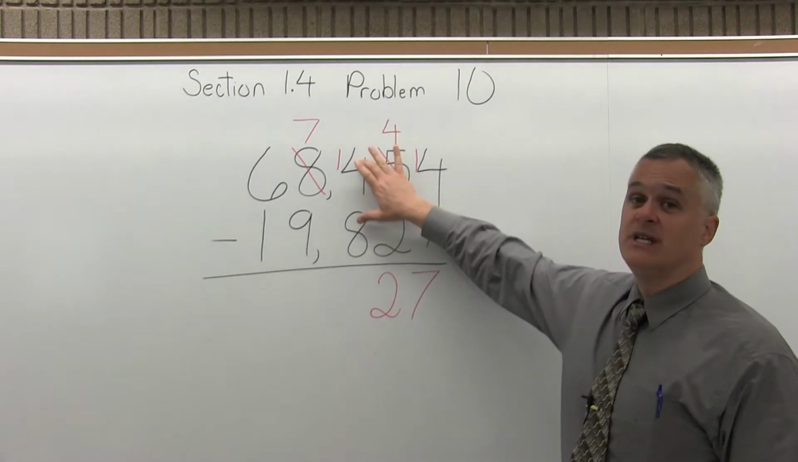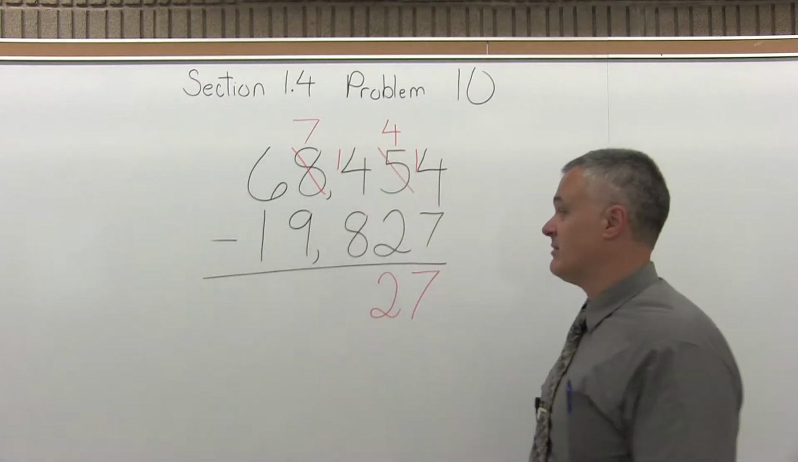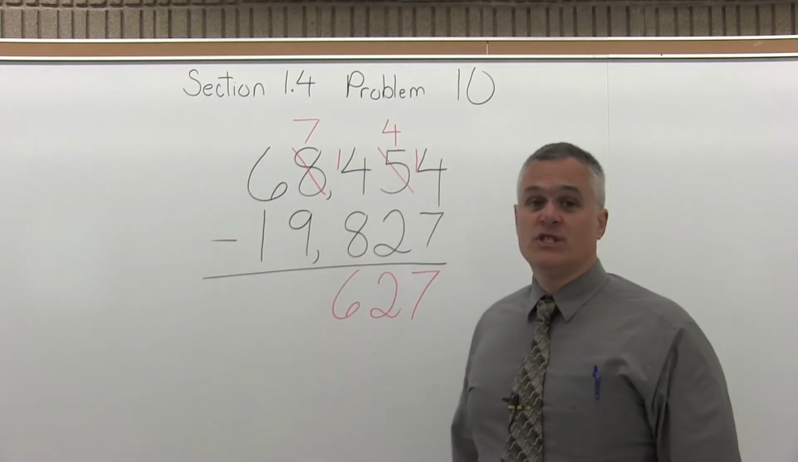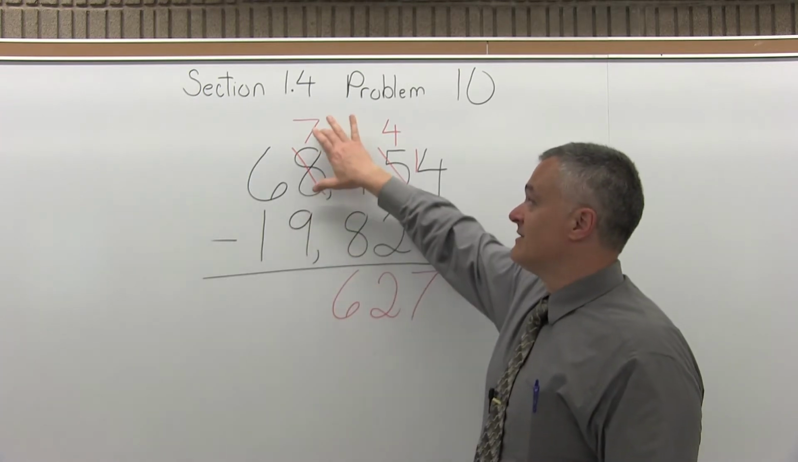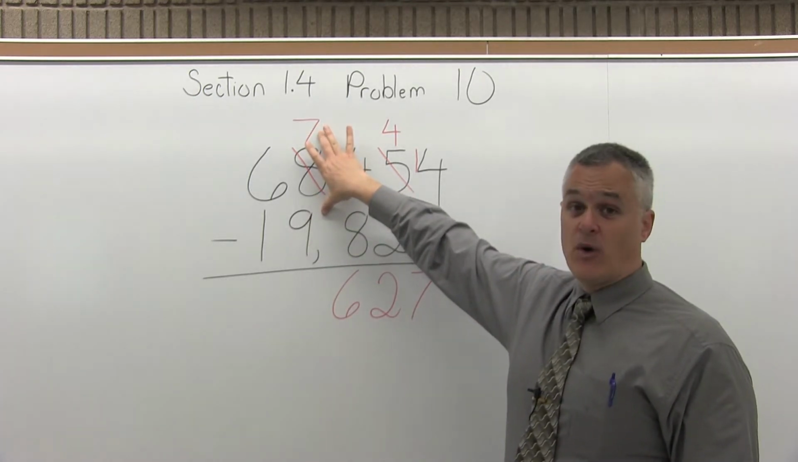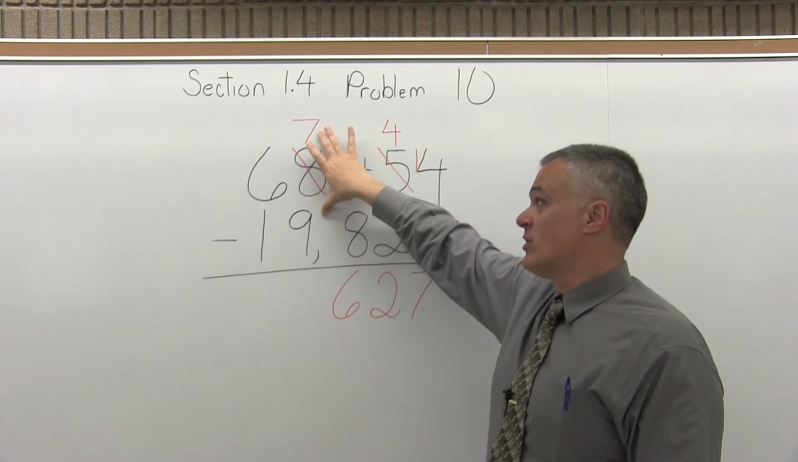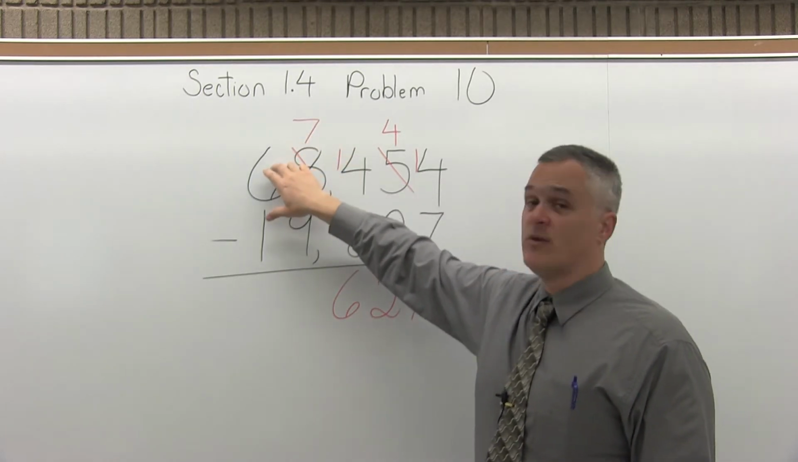Now I have 14 minus 8, which I can do. 14 minus 8 is 6. Then I'll go one column of digits to the left. I have 7 minus 9, so I need to borrow again. 7 is not large enough to subtract 9 away from, so what I'm going to do is borrow. Go over one column of digits to the left.